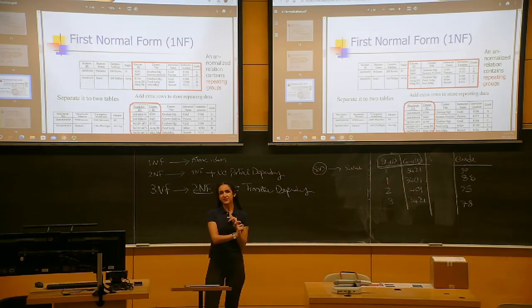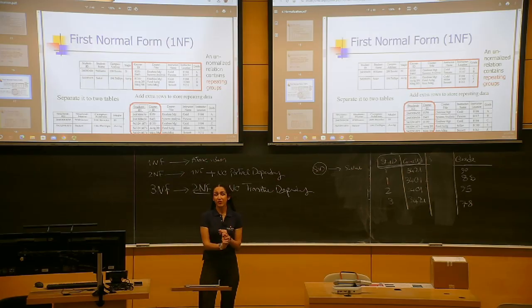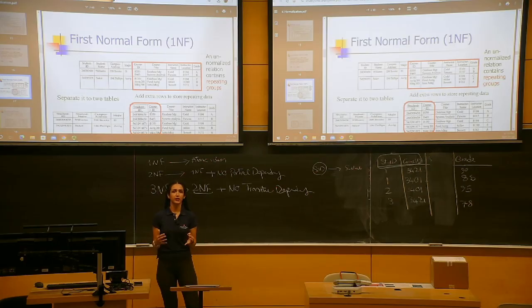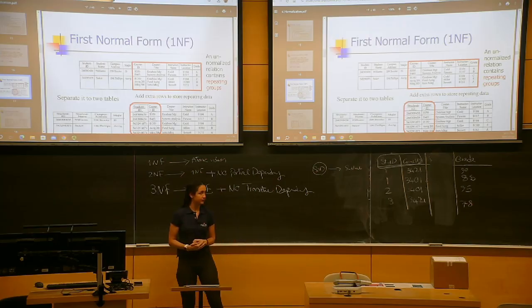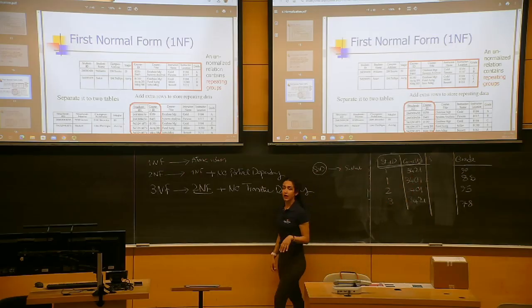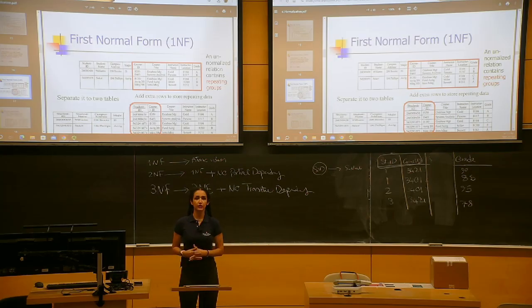So 1NF is easy. No multiple values in the cell, 1NF. 2NF also easy. If it is a single primary key, easy. If it is a composite primary key, then you have to check if there is dependency between some of the columns with part of your primary key, not the whole primary key. For instance, this table. I said this table is in 3NF.